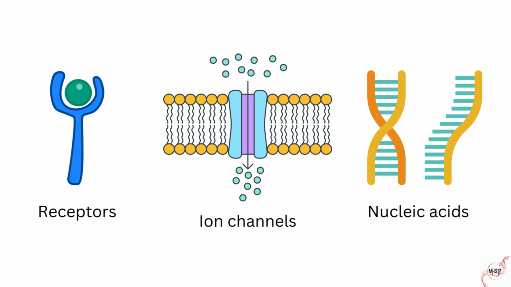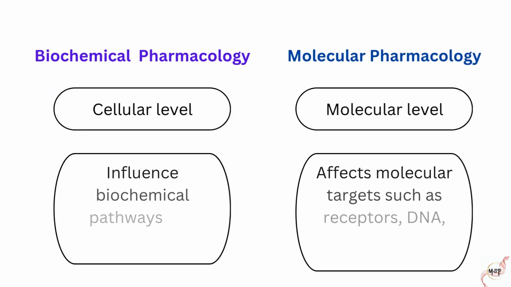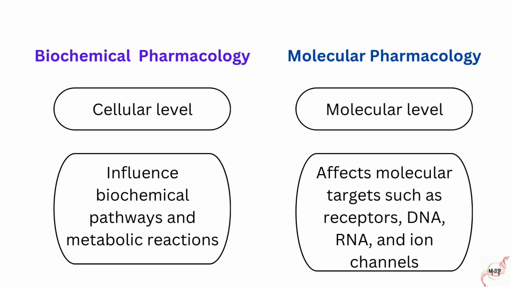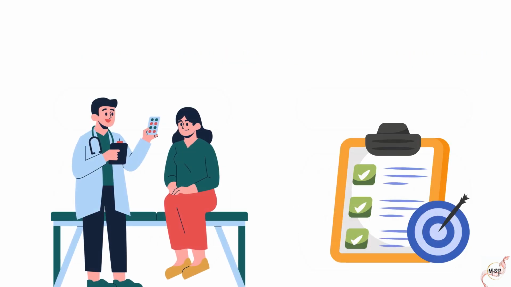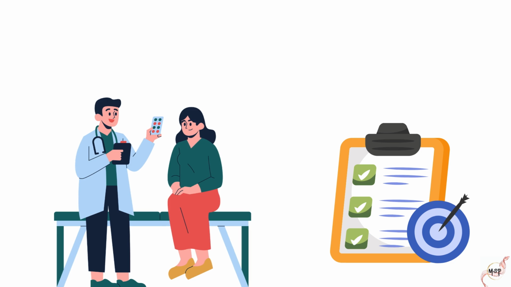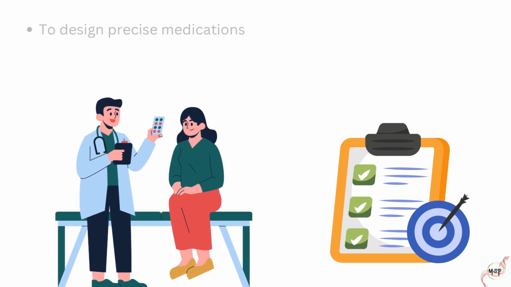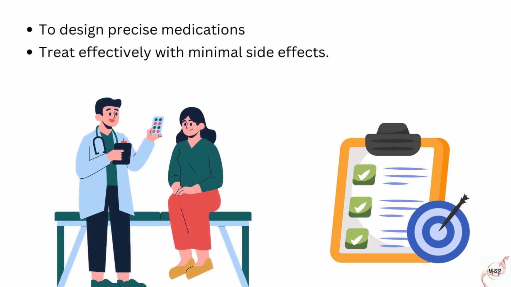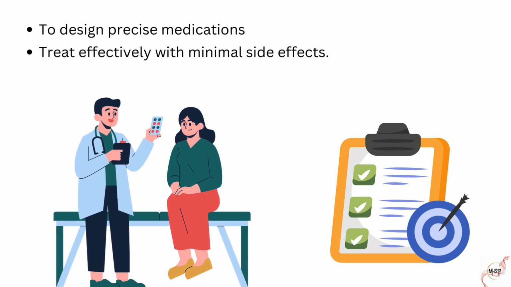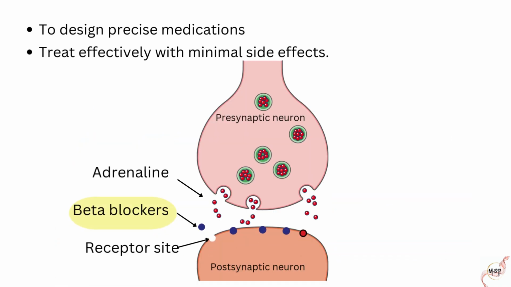Friends, don't confuse it with biochemical pharmacology. Biochemical pharmacology explores how drugs interact with biochemical pathways, enzymes, and metabolic processes in cells. Understanding these molecular interactions helps us to design precise medications that treat diseases more effectively with fewer side effects. For example, beta blockers slow the heart rate by blocking adrenaline receptors.